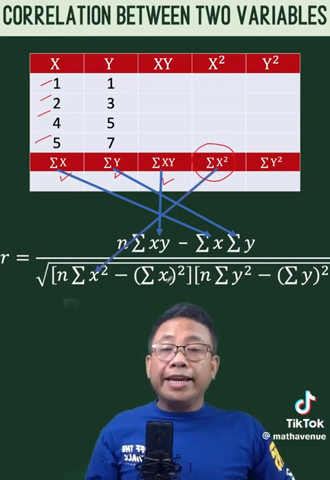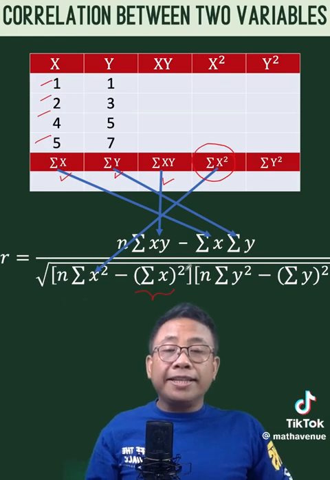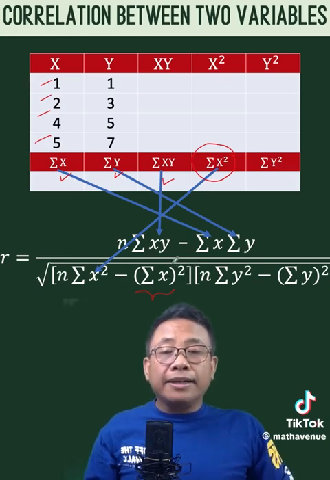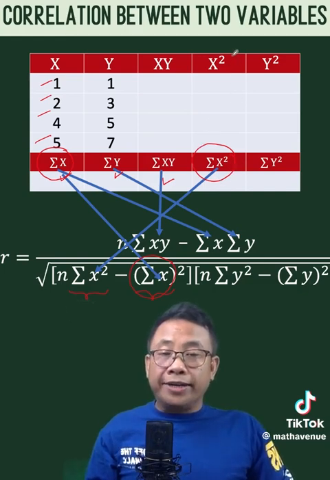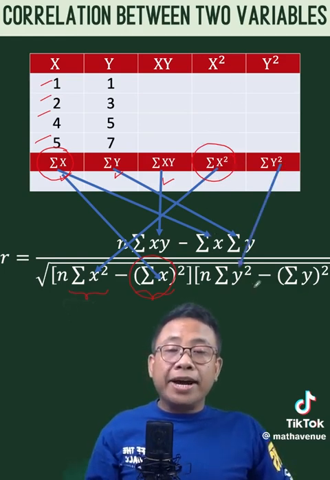Now the confusion here is for this parenthesis sigma x squared. This means the square of the column total for x, which is this value here. Whereas for sigma x squared, that is the column total for the column x squared. Now the same explanation for sigma y squared and parenthesis sigma y squared.